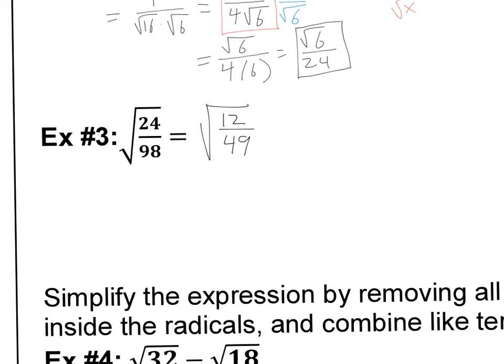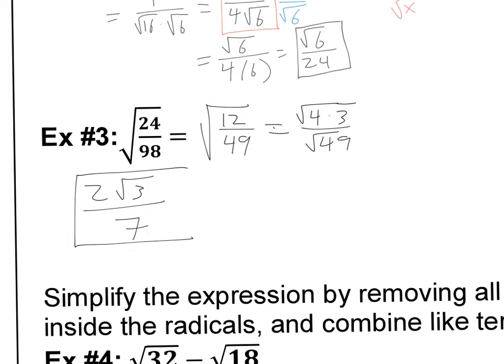Okay. Alright, now I can start separating this out. So on the top, is there a perfect square that goes into 12? Yeah, there is. It's 4, so I'm going to write this as the square root of 4 times 3. And on the bottom, I can write this as just the square root of 49. Hopefully you see what's happening here. The square root of 4, that's 2. Square root of 3 does not simplify, so it's just square root of 3. And the square root of 49, that's 7. And so we have simplified this to 2 rad 3 over 7.